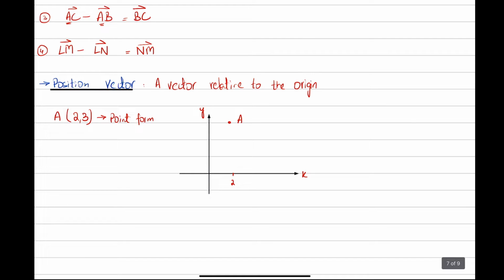But what if I wanted to write this in vector form? In that case, I will write it as OA, which is telling us that we are coming from O and we're stopping at A. And what is the vector OA?